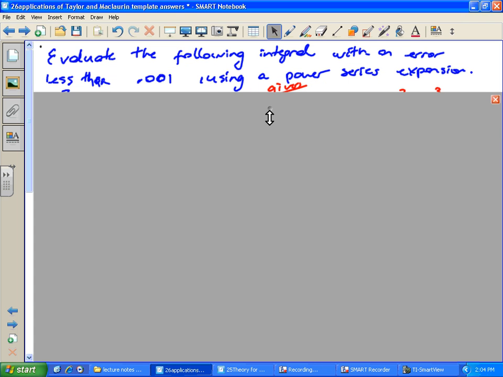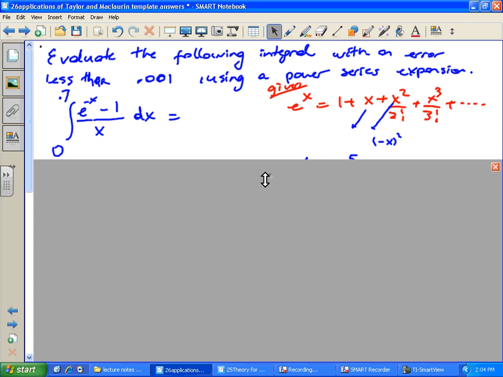Excuse me. Integrate this quantity, e to the negative x minus 1 on the top, divided by x on the bottom. We want to integrate with an error less than 0.001, from 0 to 0.7, those are the limits of integration. And you can assume that the expansion for e to the x is given to you. Like on the last question, you can assume the expansion for sine of x is given to you.